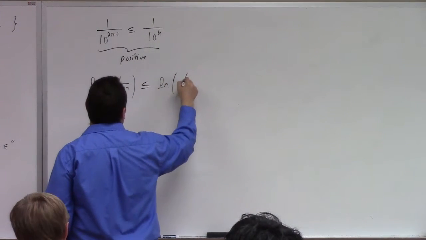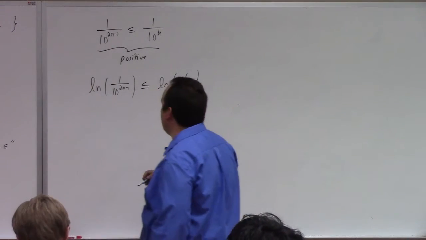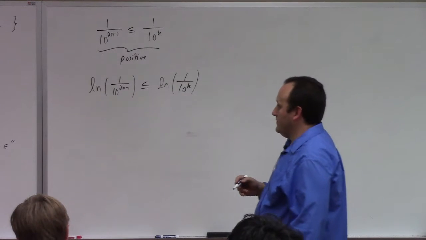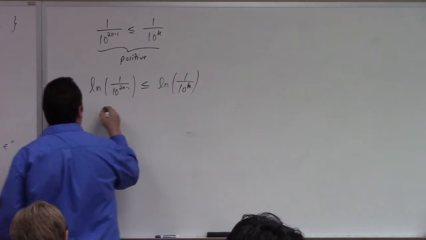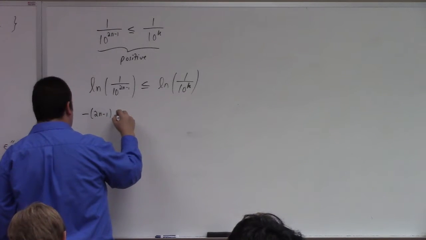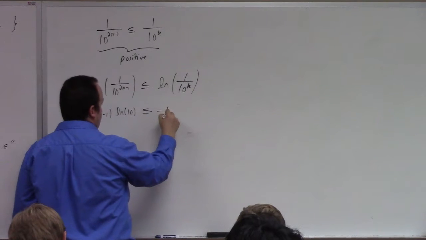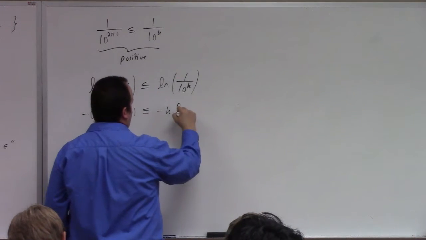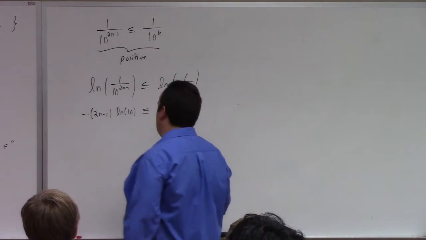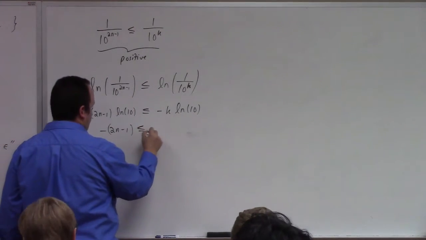I guess you could take the log base 10 if you want, but I'm going to take the natural log because I don't feel like talking about log base 10, and it's not a big deal. So this gives me minus (2n minus 1) natural log of 10 less than or equal to minus k times the natural log of 10. In other words, minus (2n minus 1) less than or equal to minus k.